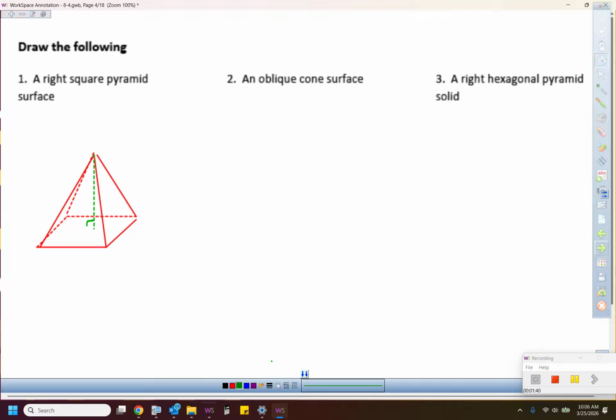Just like this one, I could take him over to the sink and fill him up with water. There's a little hole there. I could totally do that. It's empty on the inside. He is a surface. How about an oblique cone surface?